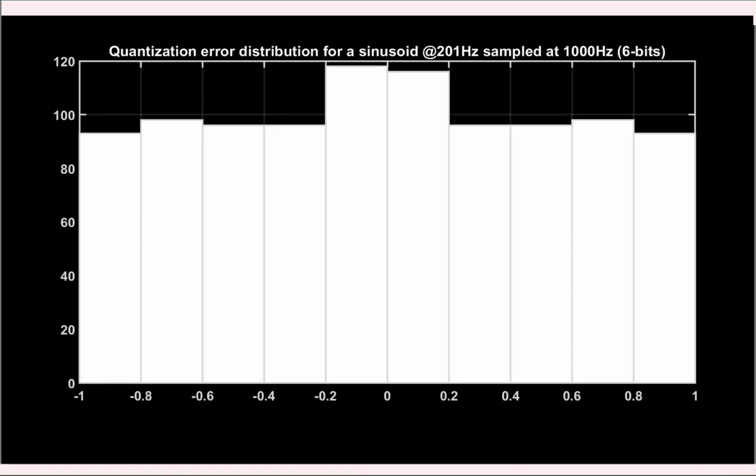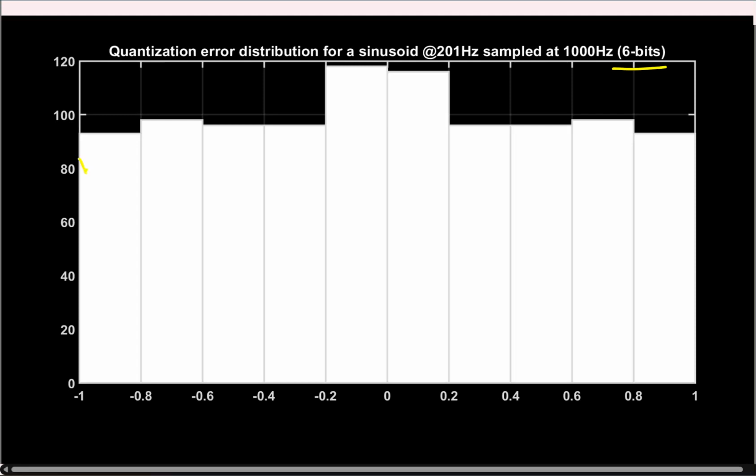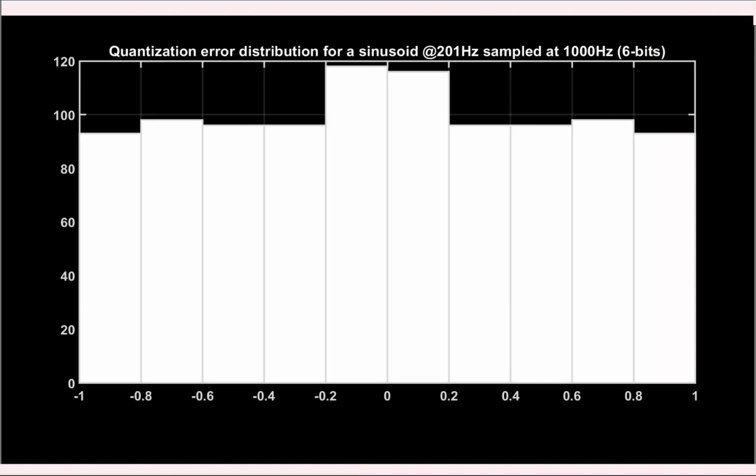So this is what I get for a 6-bit case. Again, it's not exactly uniform, but more or less it appears to be uniform, right? So a few change. Before it was more uniform. Yeah, that was basically because it was a ramp. This is a sinusoid, right?